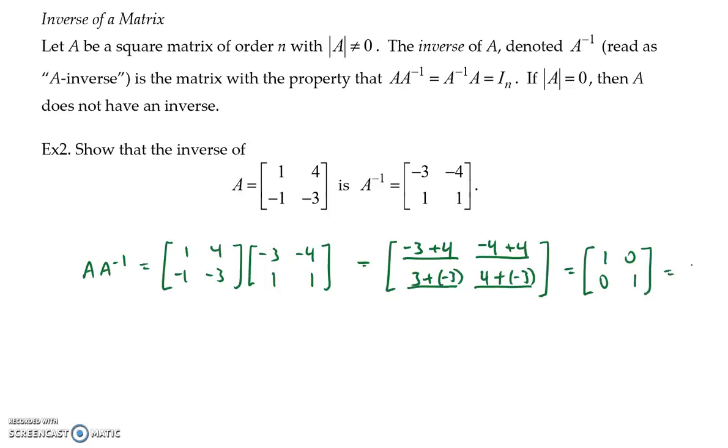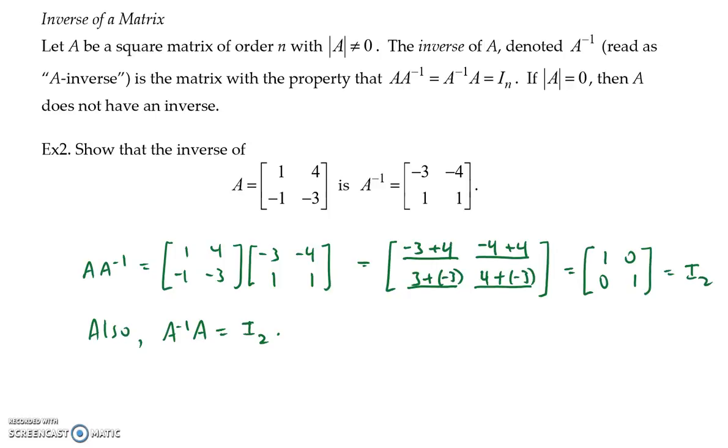In other words, we get the order 2 identity matrix. So we do get the desired result, showing that A and this other matrix labeled A inverse are indeed inverses of each other. A is the inverse of A inverse as well. And we could also show that if we multiplied in the opposite order, we'd obtain the same result. We won't go through that, but we could verify that.